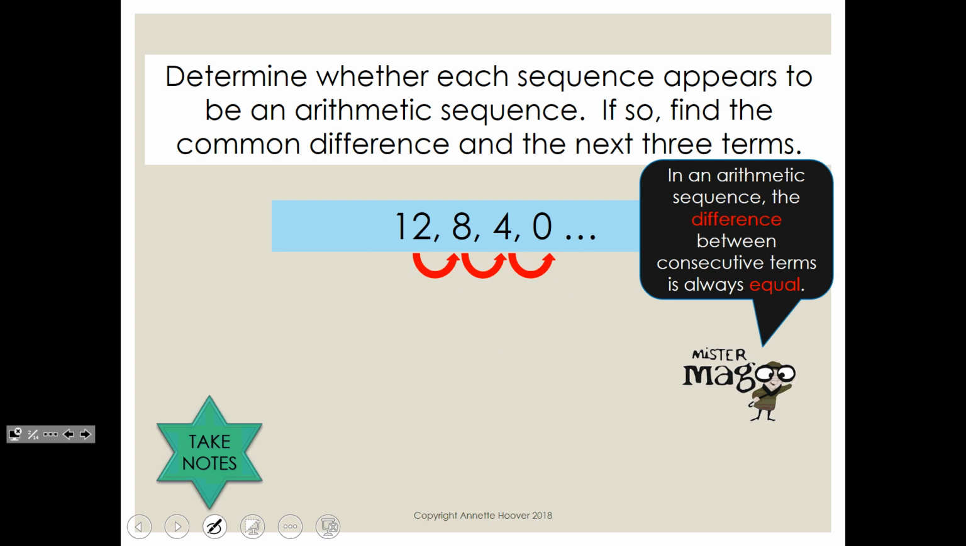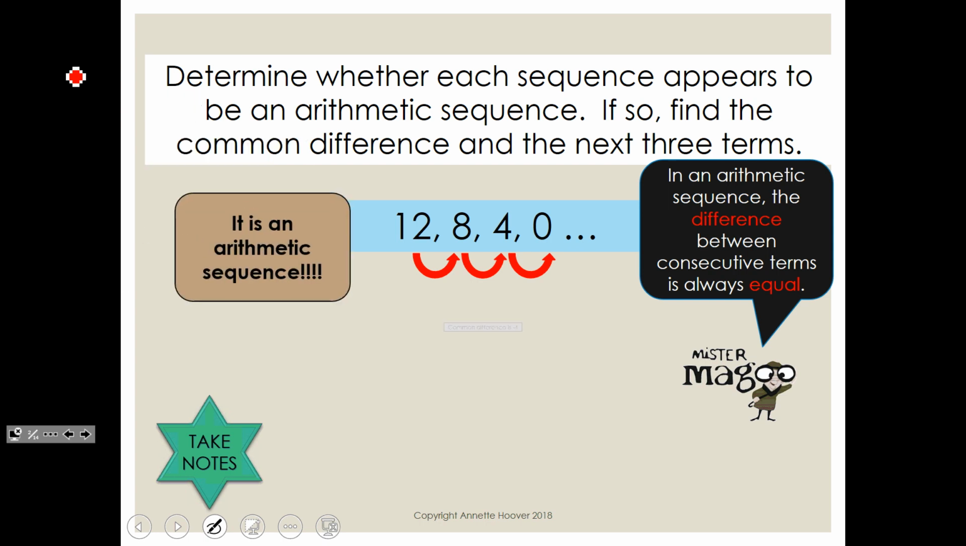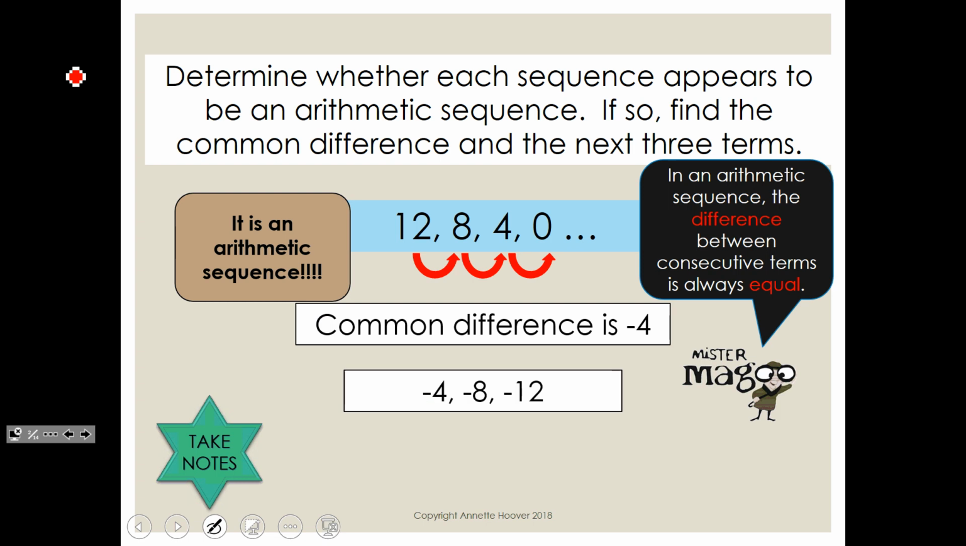And then it asks us to find the next 3 terms. So we would continue to add a negative 4. So the next 3 terms would be negative 4, negative 8, and negative 12.